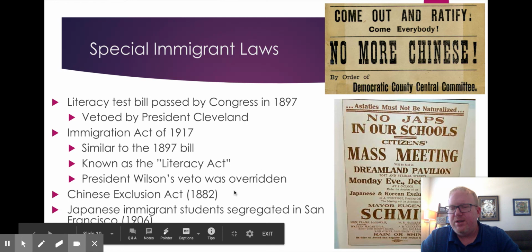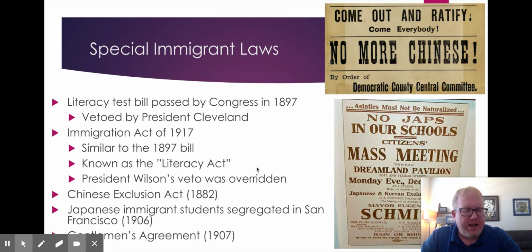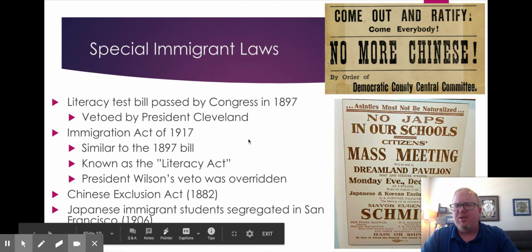We will get rid of the segregated schools of Japanese immigrants in San Francisco as long as you start limiting immigration of unskilled workers from Japan. Basically saying kind of what the Chinese Exclusion Act did, but for Japanese people. So Teddy Roosevelt made a deal with the Japanese leadership that said, if you stop letting Japanese people come to the United States who don't have special skills, then we won't segregate the schools. So it just shows you there was a lot of anti-Asian sentiment going on in our country at the time, especially on the West Coast.